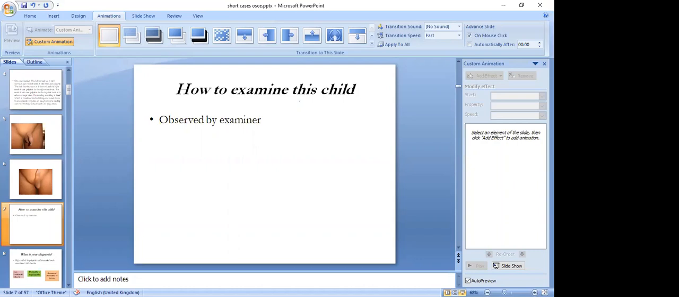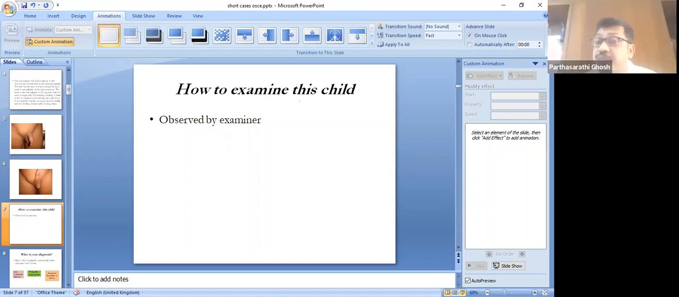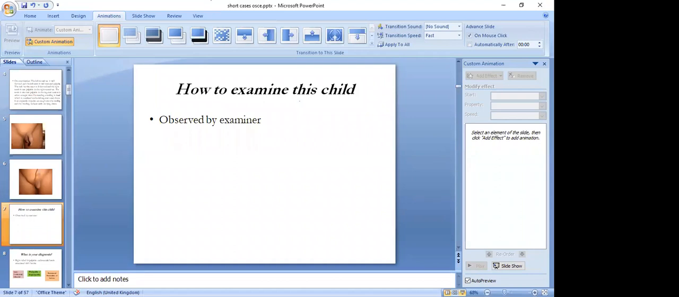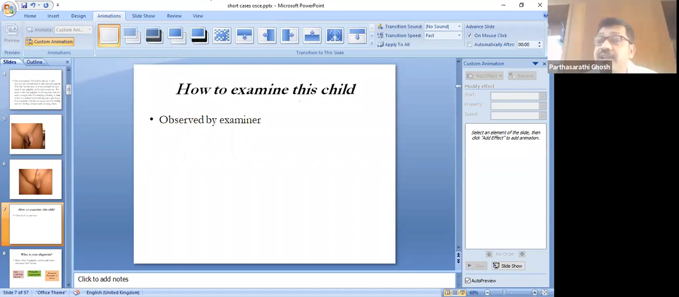You can even examine the child in a cross-leg sitting position or squatting position to make the testis palpable. Am I clear? Yes, sir. After that, you check the child in the standing position. If you are able to palpate the testis, then you try to bring the testis down to the scrotum.